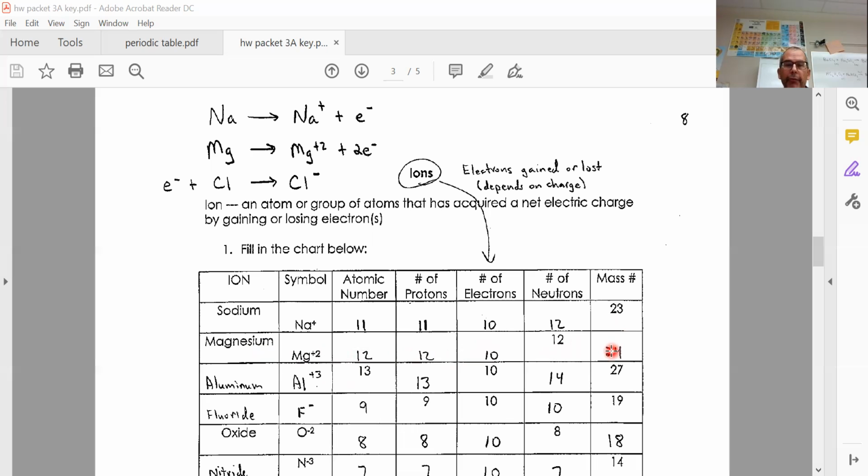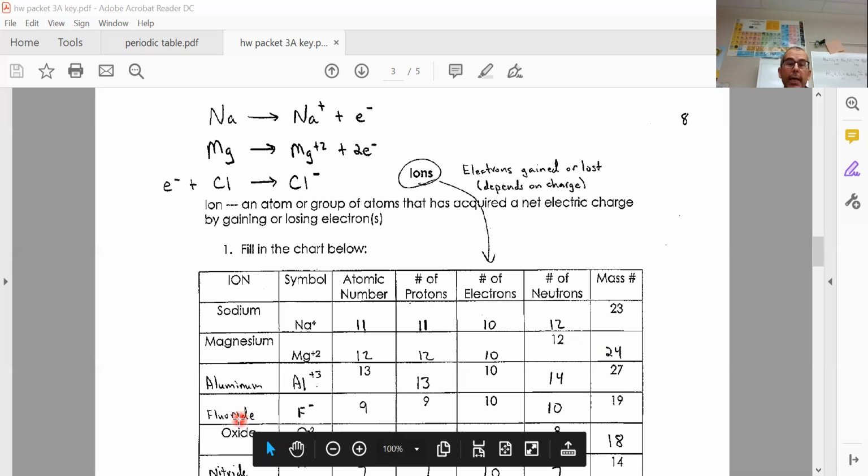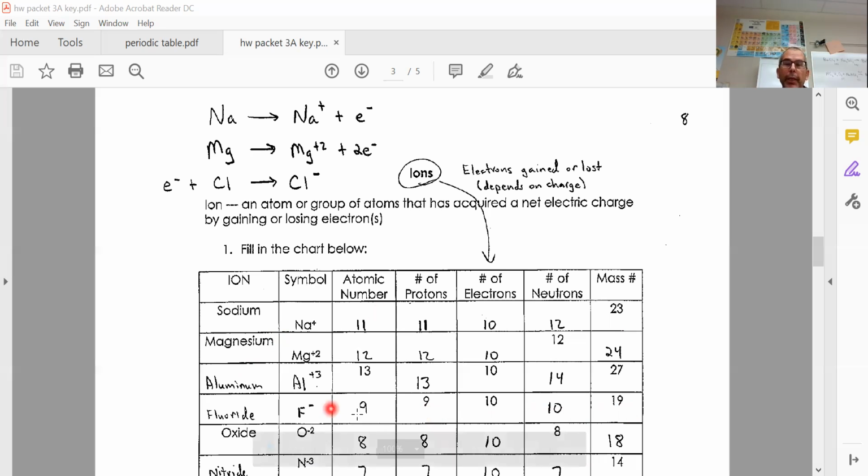Okay, let's do some negative thinking and think about the fluoride ion. Fluoride ion is F minus. Fluorine has an atomic number of 9, so it has 9 protons. It has a negative charge because it gained 1 electron, so now it has 10 electrons, 1 more electron than protons. Therefore, it has the -1 charge. If we're trying to figure out the mass number, 9 protons plus 10 neutrons gives me 19 for its mass number. So using that, you can complete this chart.